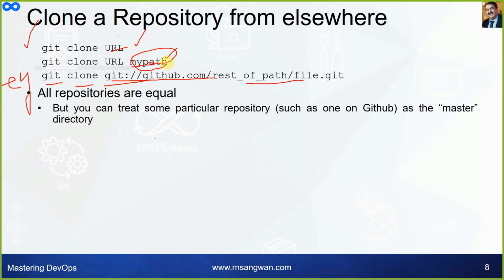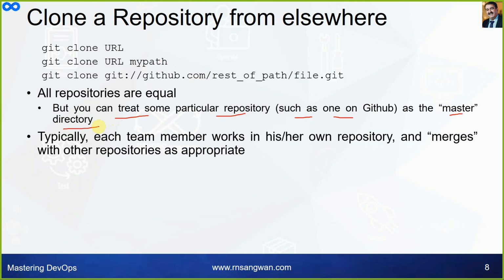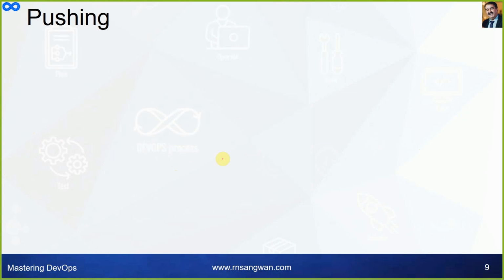That path must exist. All repositories are equal, as we know already, but you can treat some particular repositories, such as on GitHub, as the master directory, and that's how we work in production. We consider one repository as master. The rest we treat as special, different branches of master where different developers work. Typically, that's what happens in production. Typically, each team member works in his or her own repository and merges with other repositories as appropriate. That's exactly how it happens.